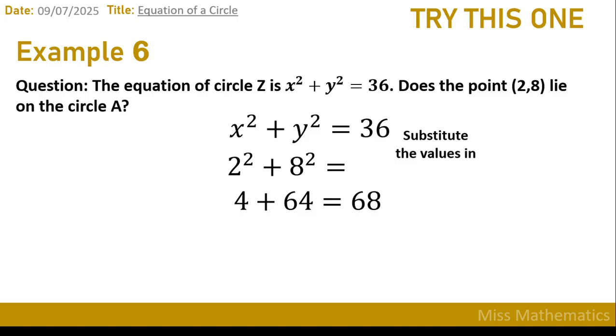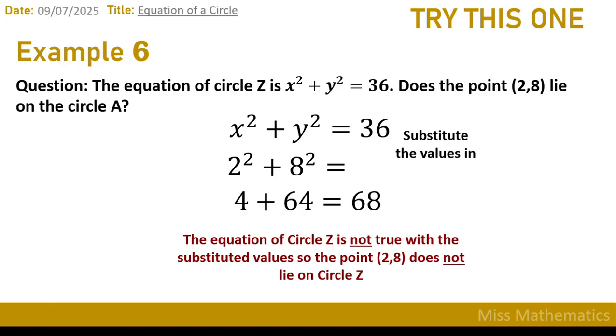This is not 36 as is said in the question where it says x squared plus y squared equals 36. Therefore, the point 2, 8 does not lie on circle A. Circle Z, sorry. The point 2, 8 does not lie on circle Z. That should say Z over there. So the answer to this question is no.